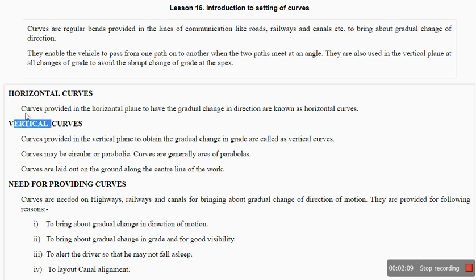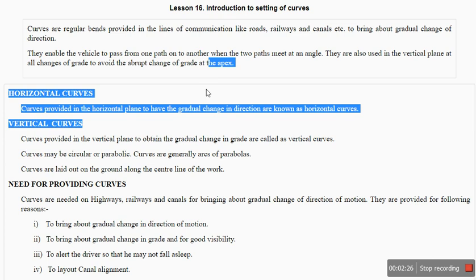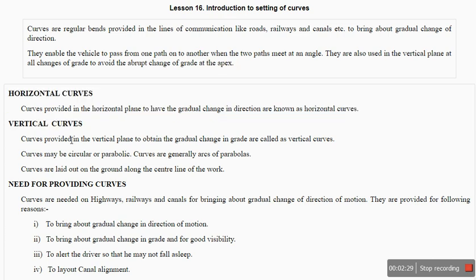If you have a curve on a horizontal plane with a gradual change in direction, then it is called a horizontal curve. You have a vertical curve when there is a gradual change in direction and also in the grade, so you have a level difference. A horizontal curve is simply on plain ground level, whereas in a vertical curve there is always a change in the elevation of the road, it may be a downward gradient or an upward gradient, so it is categorized as a vertical curve.